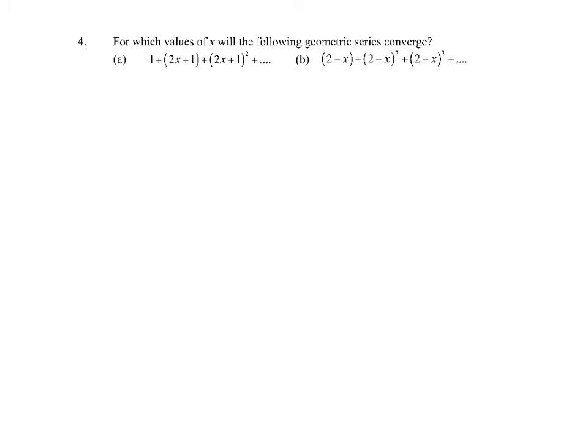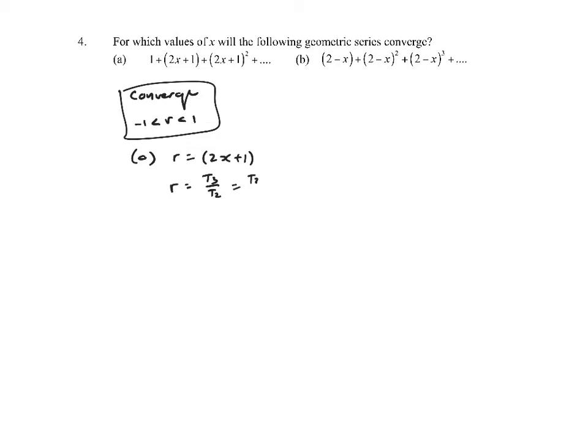Right, so let's look at question 4. For which values of x will the following geometric series converge? When will a geometric series converge again? It will converge when the ratio is between minus 1 and 1. So the only thing we need to work out in both of these is the ratio. What's the ratio in question A? The ratio there will be 2x plus 1. How do I find the ratio again? Term 3 divided by term 2, which is the same as term 2 divided by term 1. You can just check, you multiply by 2x plus 1 every single term. In question B, what is the ratio there? Well, there we multiply by 2 minus x every single term. How beautiful is that?